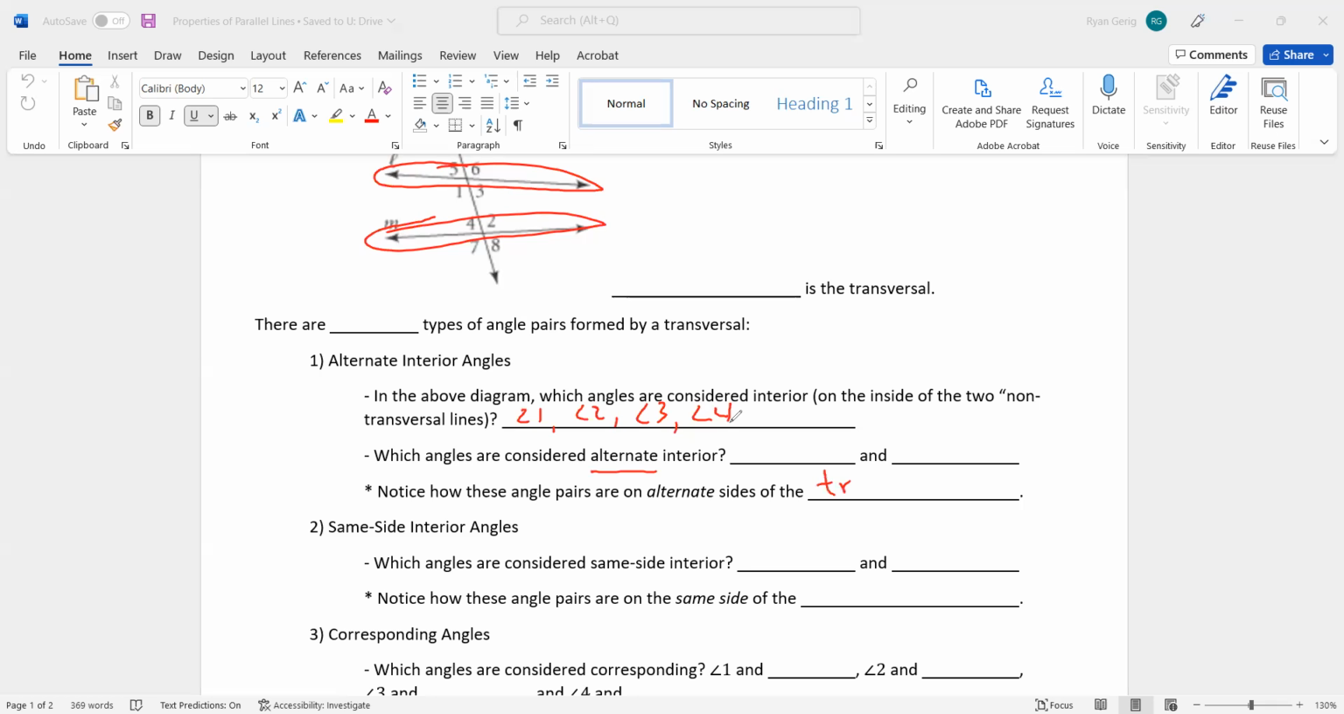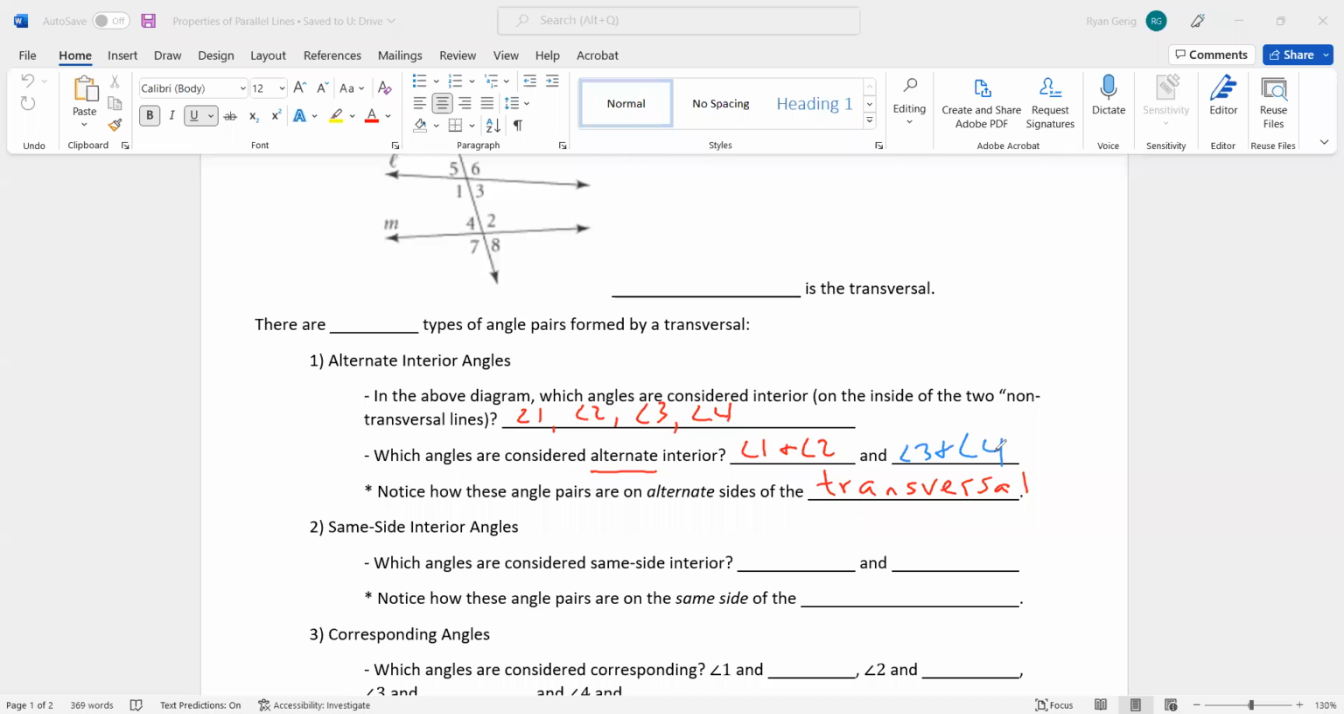So I'm going to go ahead and jump down here. On the opposite or alternate side of the transversal. So I'm going to erase the two circled parts here. We're looking at angles 1, 2, 3, and 4. If I look at this, 1 and 2, do you see how those are on the inside of L and M, but they're on the opposite sides of T? Those are alternate interior angles. So angle 1 and angle 2 are alternate interior angles. In the same way, angles 3 and 4 are alternate interior angles.